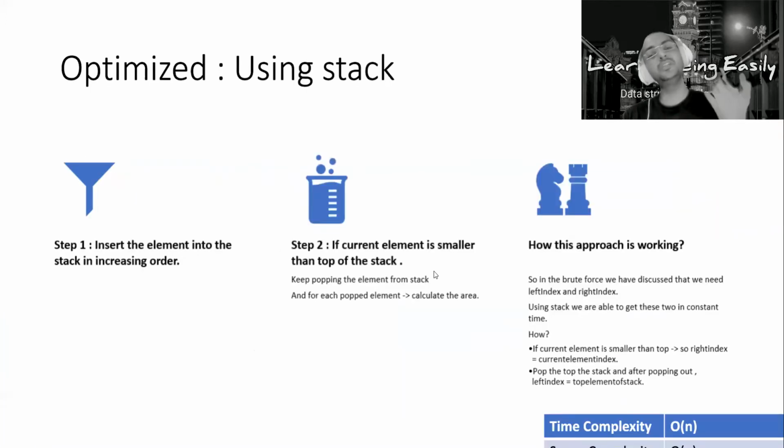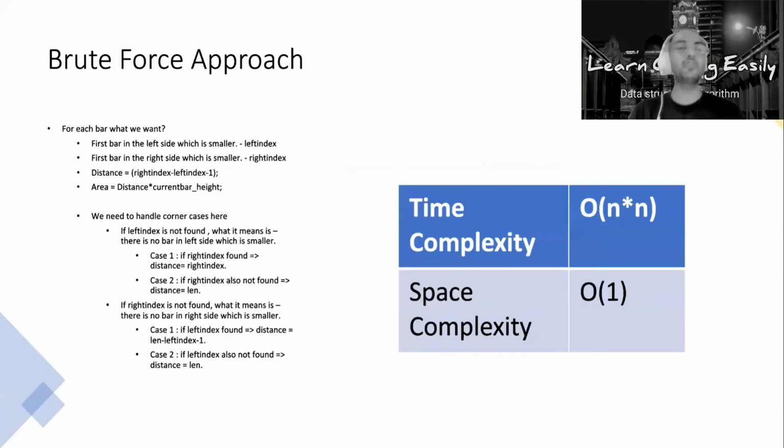Now, when we are popping an element from this stack, we pop when the current element is smaller than the top. It means it is a height which is smaller than the popped element. So the index of the current element is nothing but the right index. All right, we got these two, left index and right index. Then we will apply the same logic which we have written here, and we are good to go.